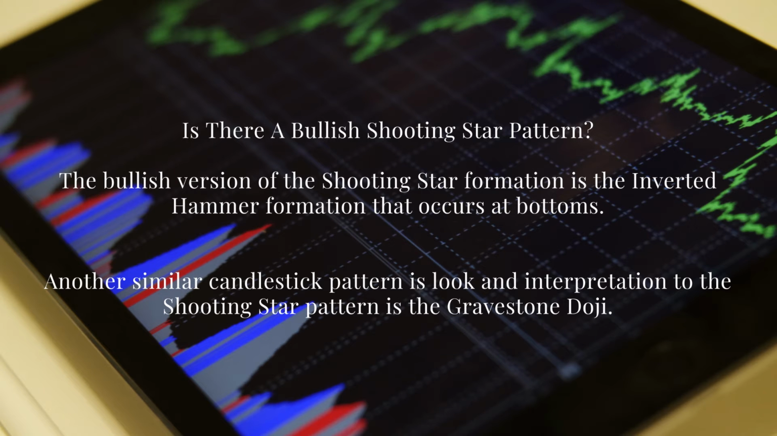Is there a bullish shooting star pattern? The bullish version of the shooting star formation is the inverted hammer formation that occurs at bottoms. Another candlestick pattern similar in look and interpretation to the shooting star is the gravestone doji.